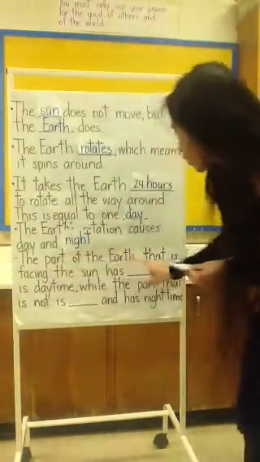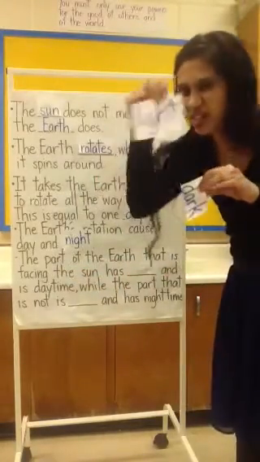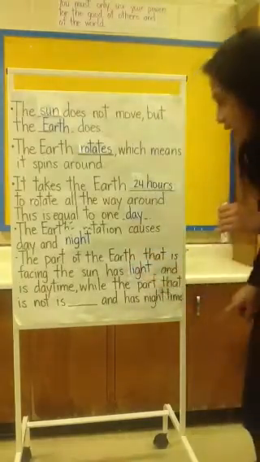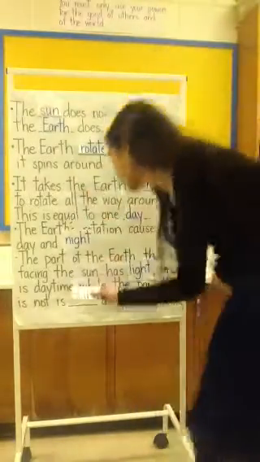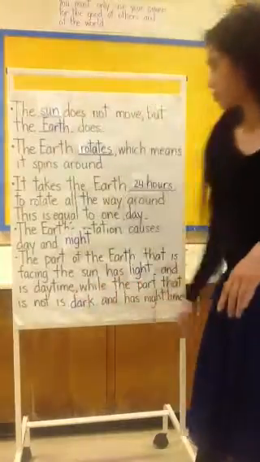The part of the Earth that is facing the sun has what? Does it have light or dark? That's right, it would be light. So the part that's facing the sun has light, and that's daytime, and the one that's not facing the sun is what? It is dark. And so it is nighttime.